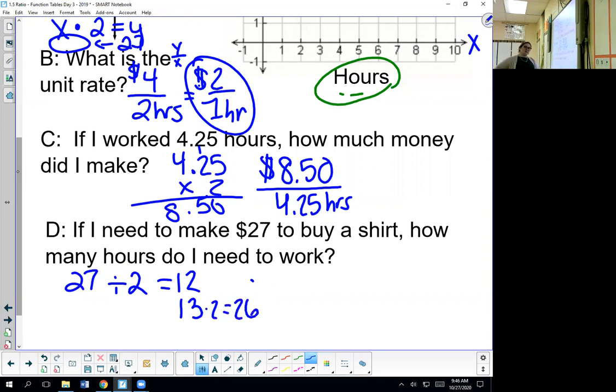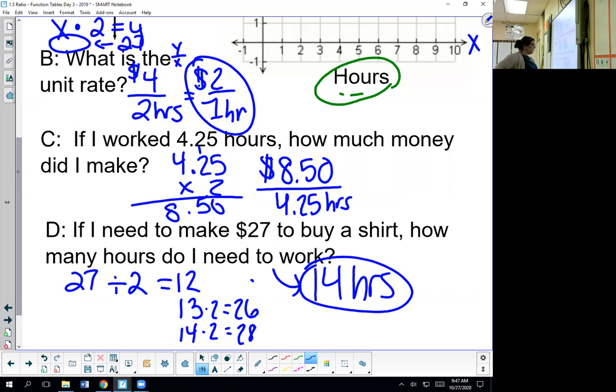But is that going to give me enough to buy the shirt? I need to work 14 hours to get 28. So I need to work 14 hours to have enough. 13 is not going to cut it. I need a little bit more to cover that cost. Be careful. Think about it.